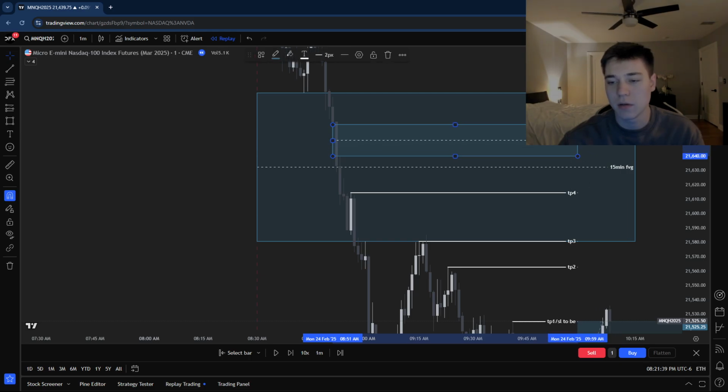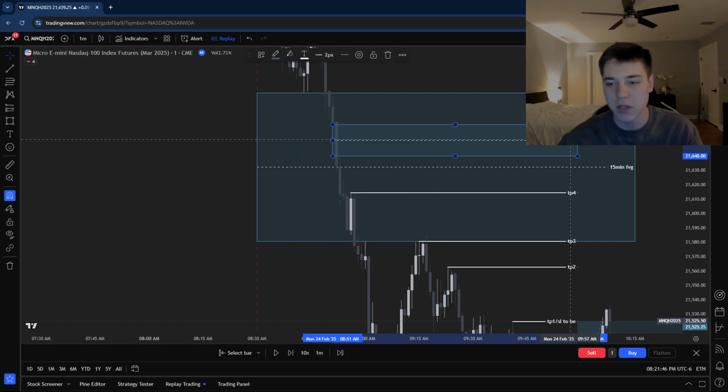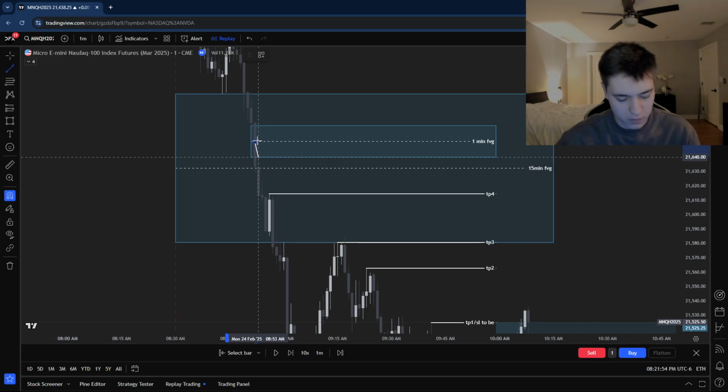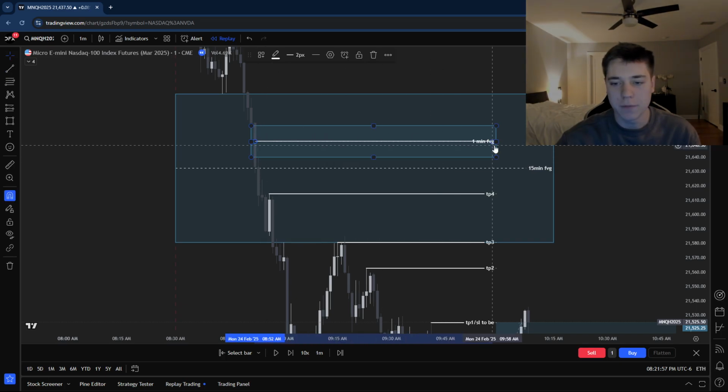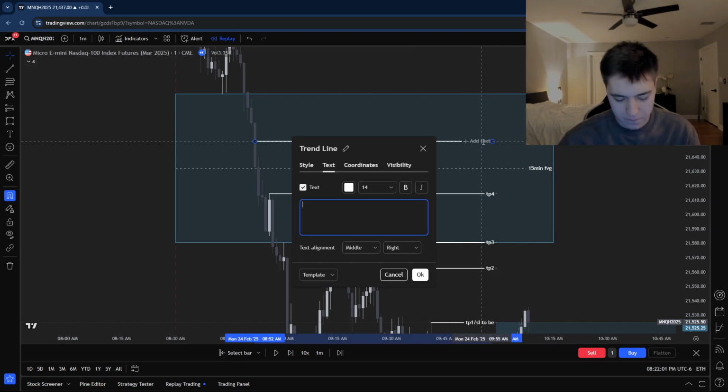Okay, so this is the take. This is a 1-minute fair value gap right here. Cool. So what I personally would want to do is to have the final take profit in the 50% mark of the fair value gap right here. Cool, so I'm gonna get rid of this. So now this is going to be my final take profit, so TP5.